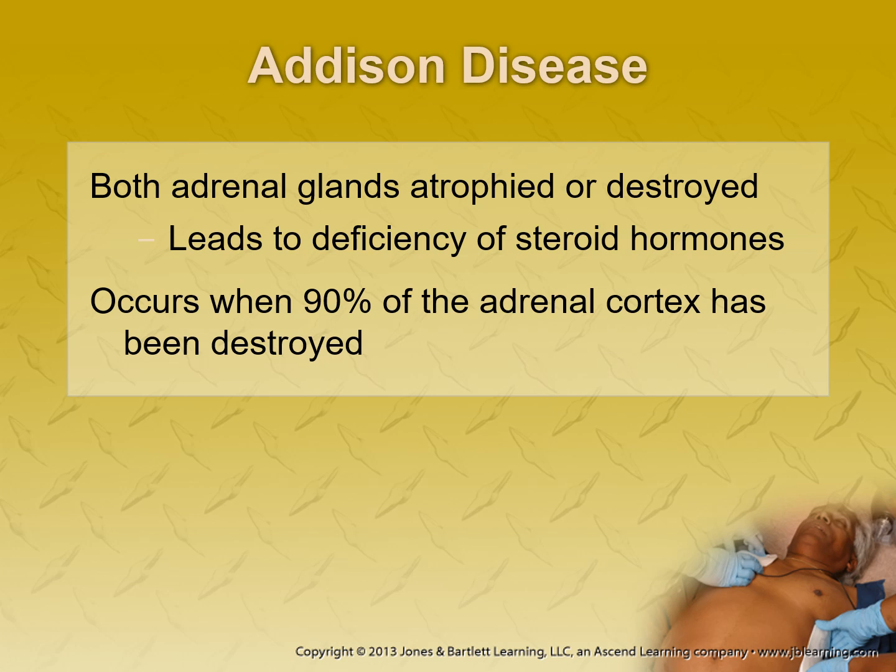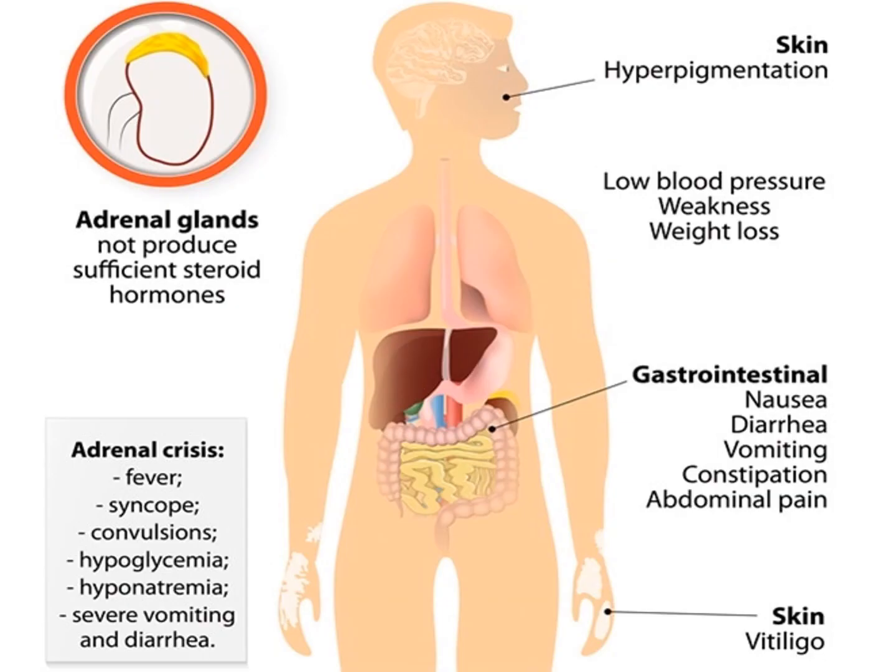Again, now we're getting some structure and function problems. And it occurs when about 90% of the adrenal cortex has been destroyed. Both the adrenal glands are atrophied. And so the things that we'll be looking at are hyperpigmentation of the skin, a low blood pressure, weakness, weight loss. You see under the GI there, nausea, vomiting, diarrhea, constipation. You can get both sides there, abdominal pain. And then when you're talking about an adrenal crisis, then we have fever, syncope, all the way to convulsions, hypoglycemia, and hyponatremia.